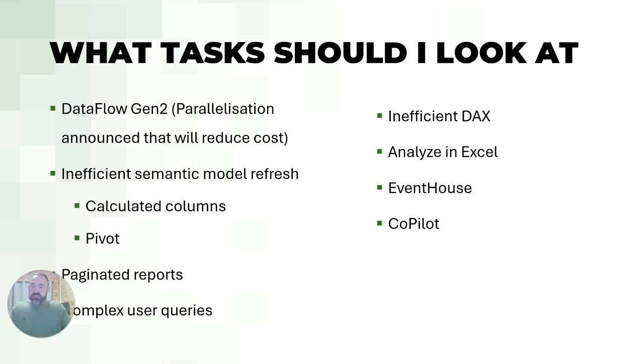Inefficient semantic model refreshes. So if you've got a lot of calculated columns, or you're pivoting, merging, that could cause you quite an issue. If you've got paginated reports, try and move away from those. Complex user queries, inefficient DAX, and so on, and Copilot.